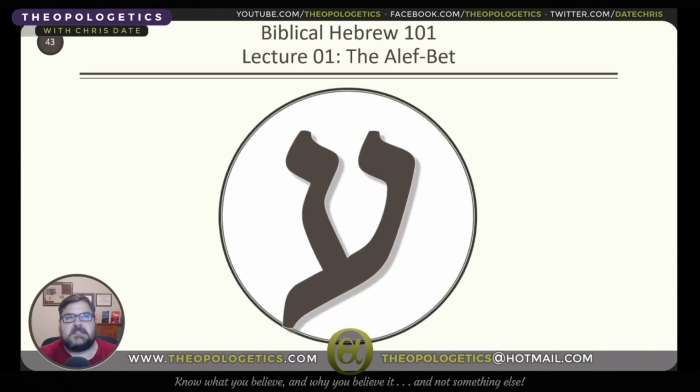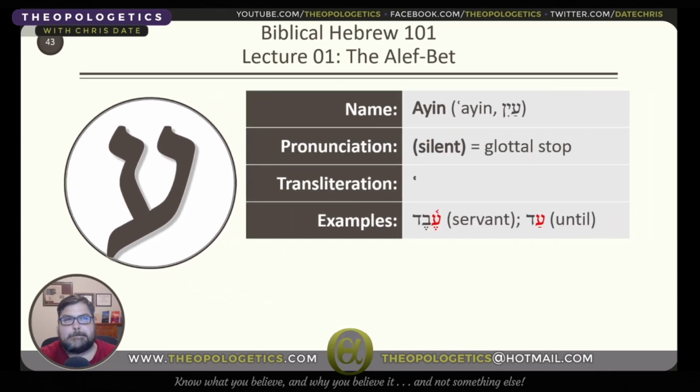Next consonant in the Hebrew Alef-Bet is the other one of our so-called silent consonants. This one is called ayin. The ayin is said to be silent in many biblical Hebrew grammars, but again, more technically, it's a glottal stop. Modern Hebrew speakers, some of them do hear a difference between aleph and ayin, but those of us who weren't raised to speak Hebrew are very unlikely to be able to discern much of a difference.